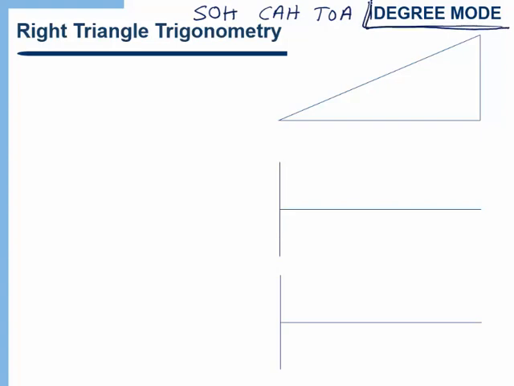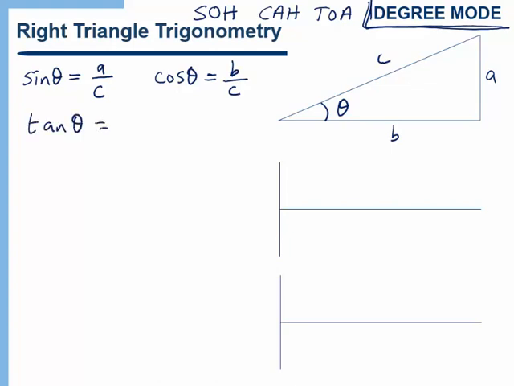Let's remember what SOHCAHTOA stands for. If I label my triangle here with that angle as theta, that side A, that side B, and that side C, we know that the SO of SOHCAHTOA tells us that the sine of theta is equal to the opposite over the hypotenuse, so A over C. That the cosine of theta is equal to the adjacent side over the hypotenuse, or B over C, and that the tangent of theta is equal to the opposite over the adjacent, or side A over B.